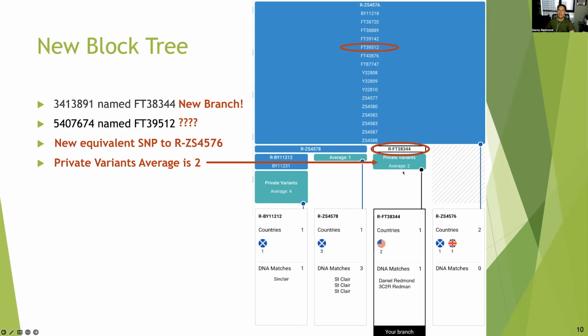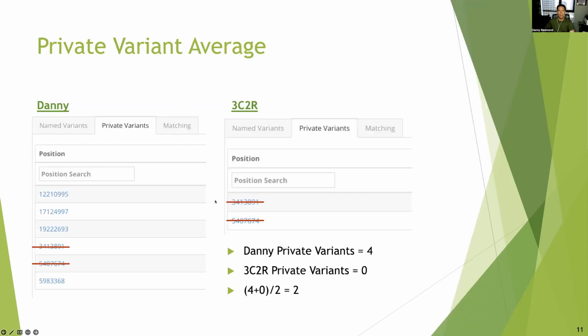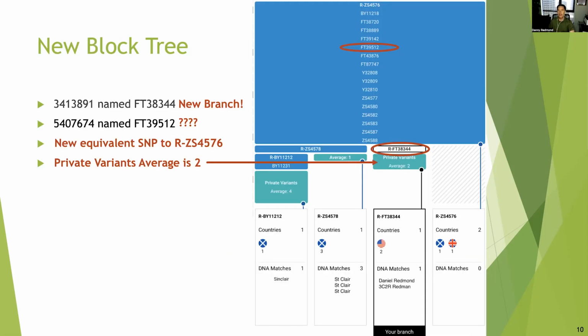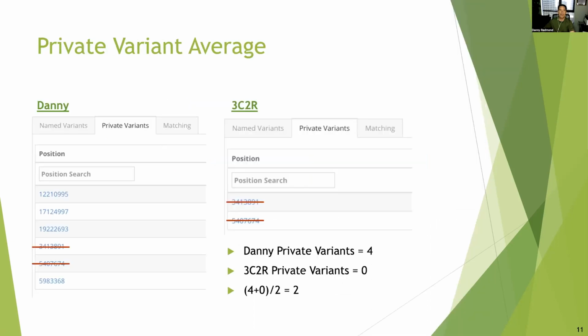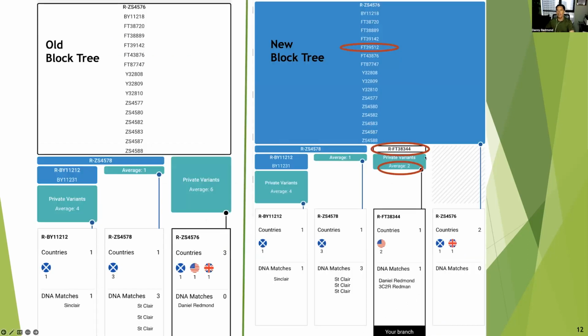But you also see that I went down from 6 private variants down to 2. Why do I have 2? I had 6 before, now I have 2. We're going to do some simple math. My 2 got crossed out. So now between me and my cousin, we have 4 SNPs. My cousin has 0. I have 4. 4 plus 0 divided by 2 is 2. That is why I have 2, an average, because now it's the average between the two of us.